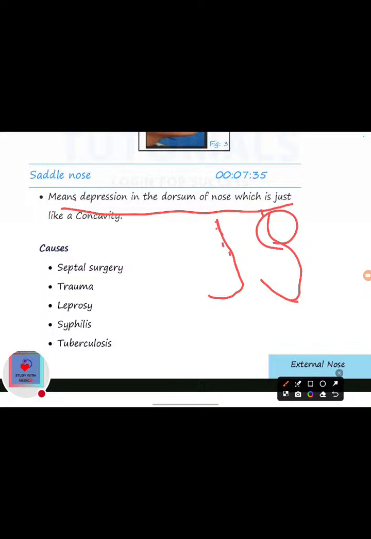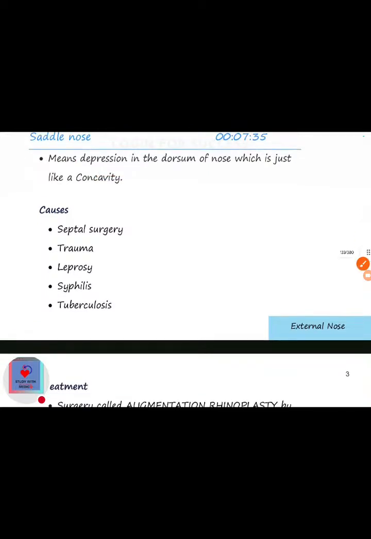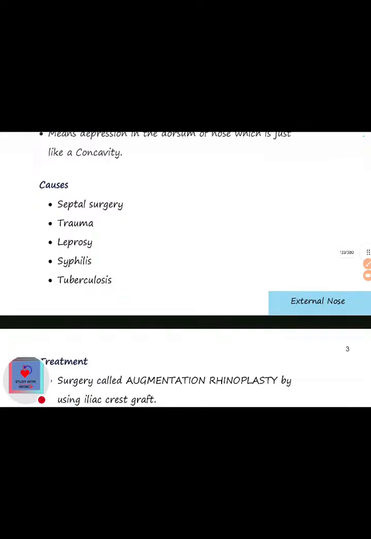The depression can be due to many causes. Mostly the nasal septum is involved here. The causes can be septal surgery. There might be some surgery.